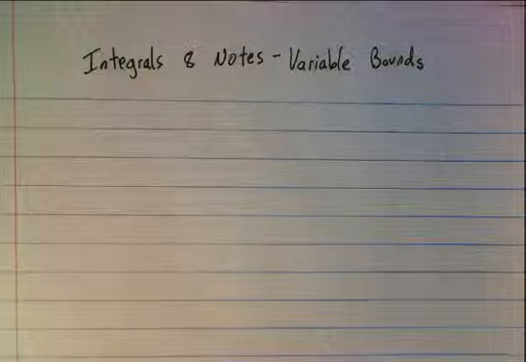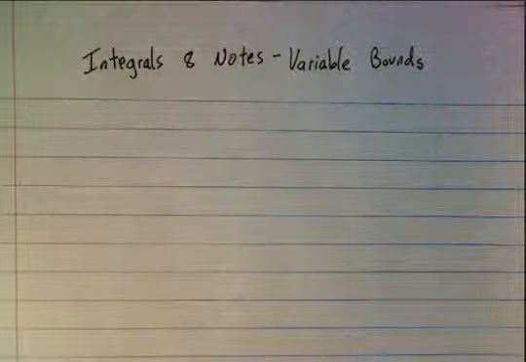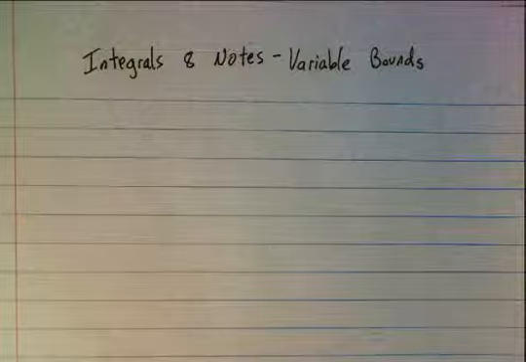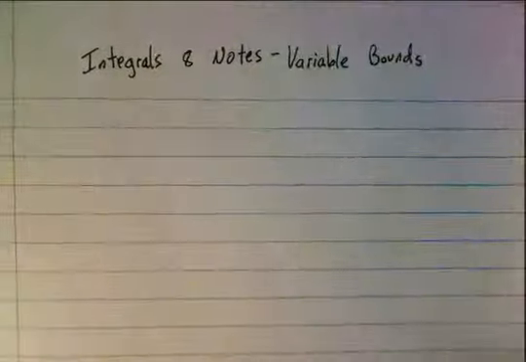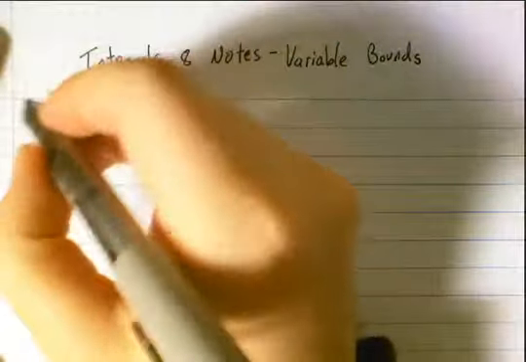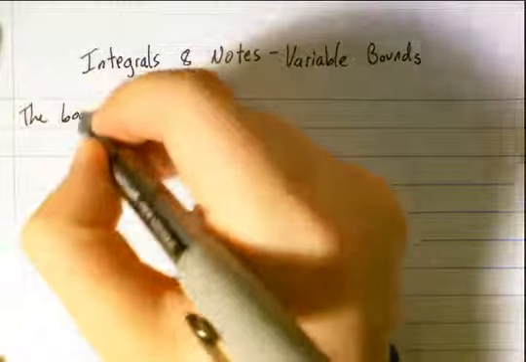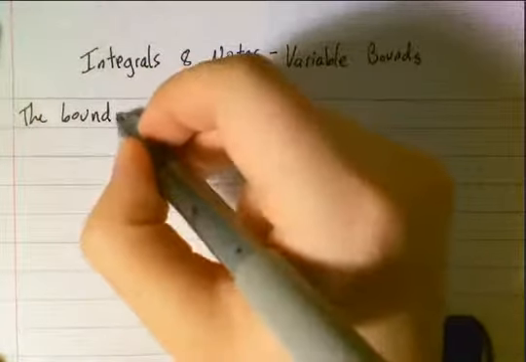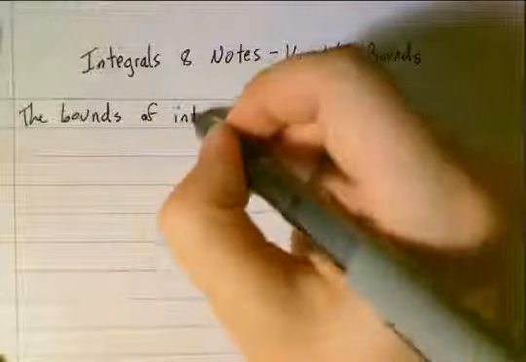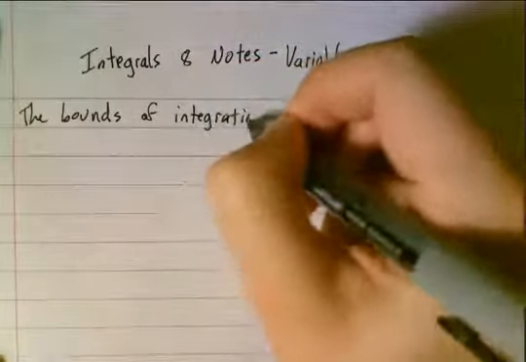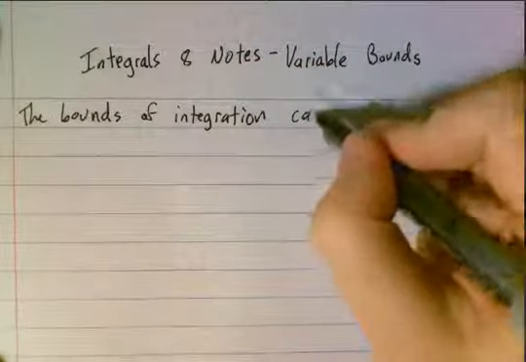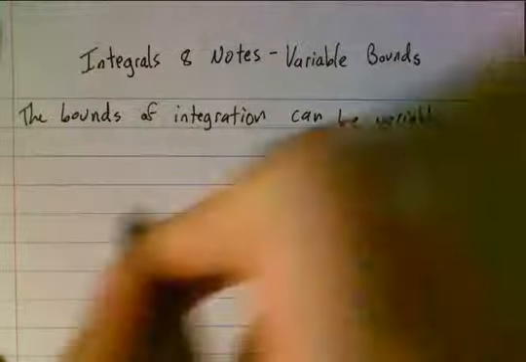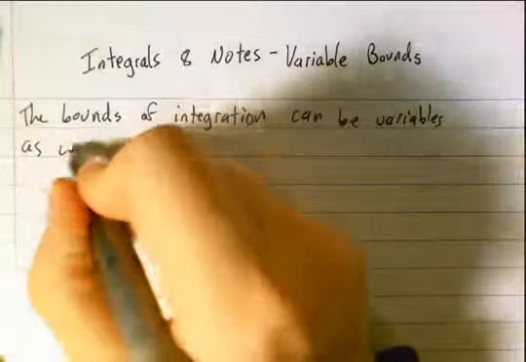By the end of this lesson, you should be able to take definite integrals when you have variables as well as when you have numbers for the upper and lower bounds. So one thing to be aware of is that the bounds of integration, those little numbers on the integral sign, can be variables as well as numbers.